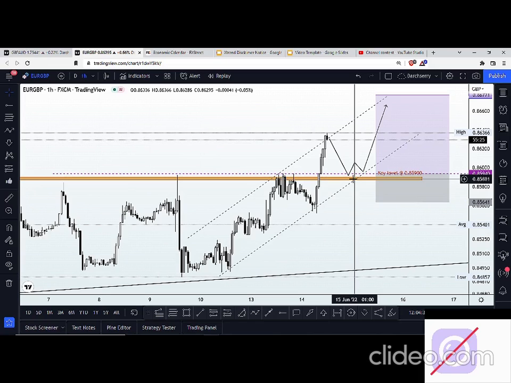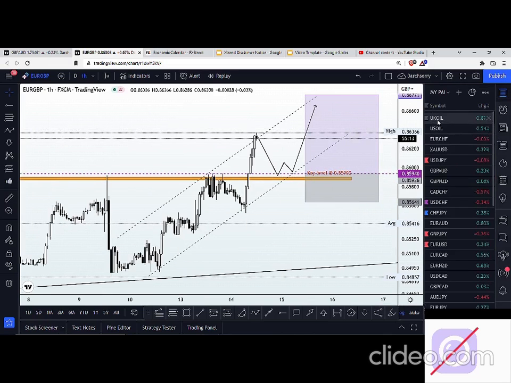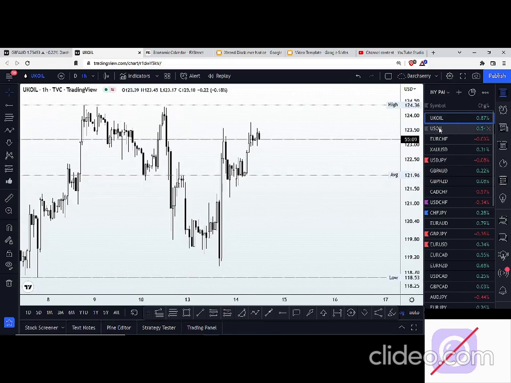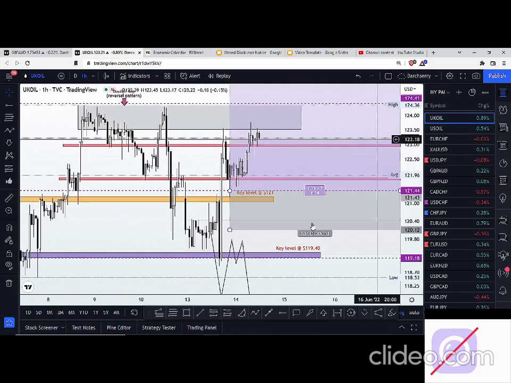So that is that on the Euro GBP. Let me do a quick recap on what we discussed today, and then we call it a day. The first pair we deliberated on today was the UK oil, and on the UK oil we still expect a bullish momentum in that regard.